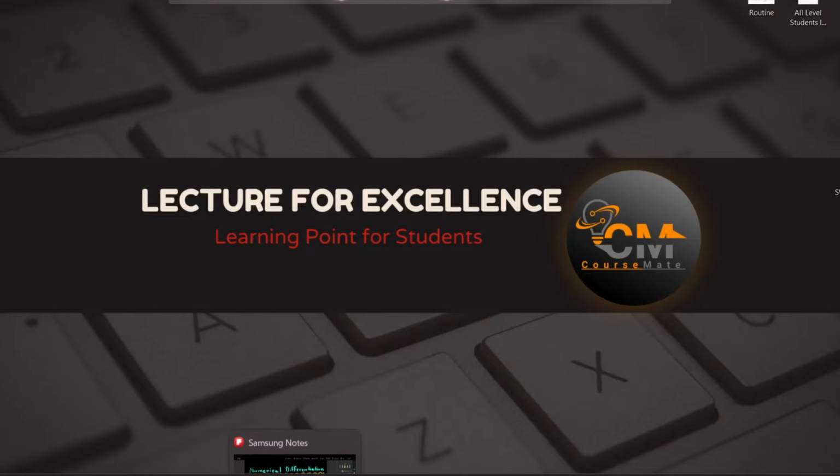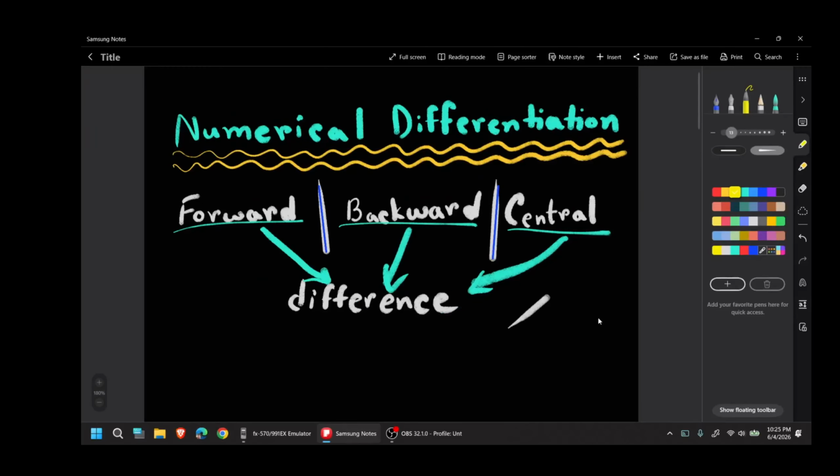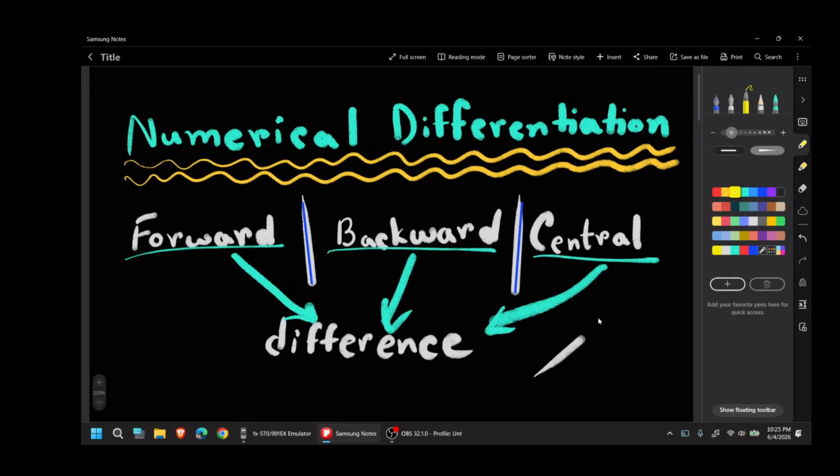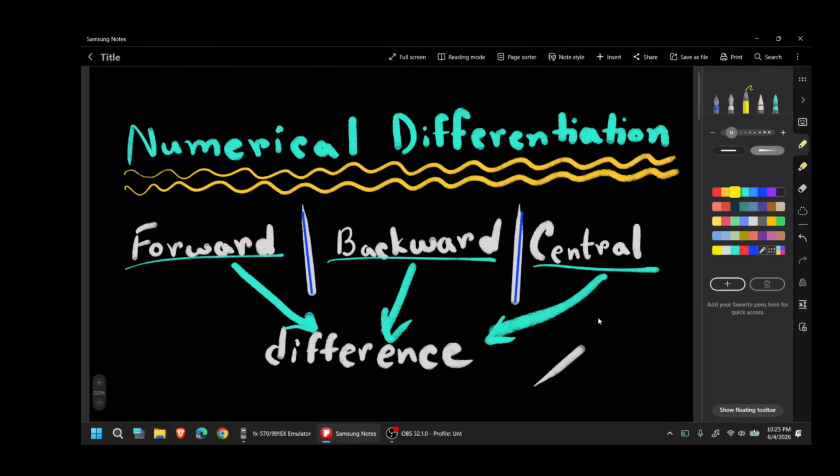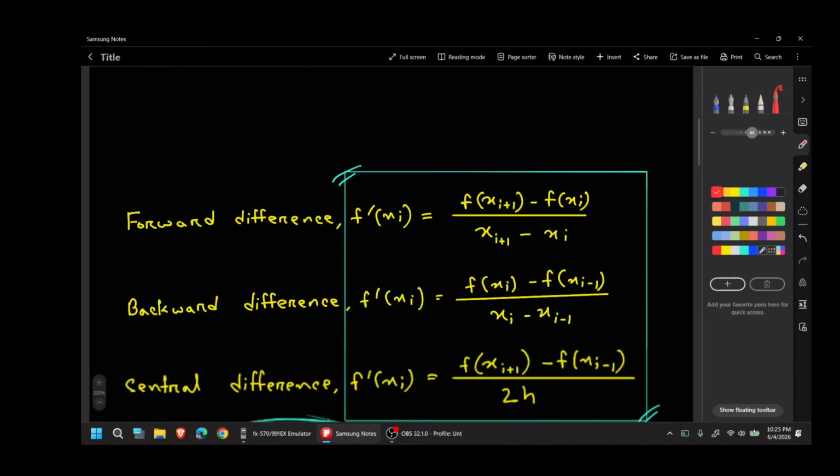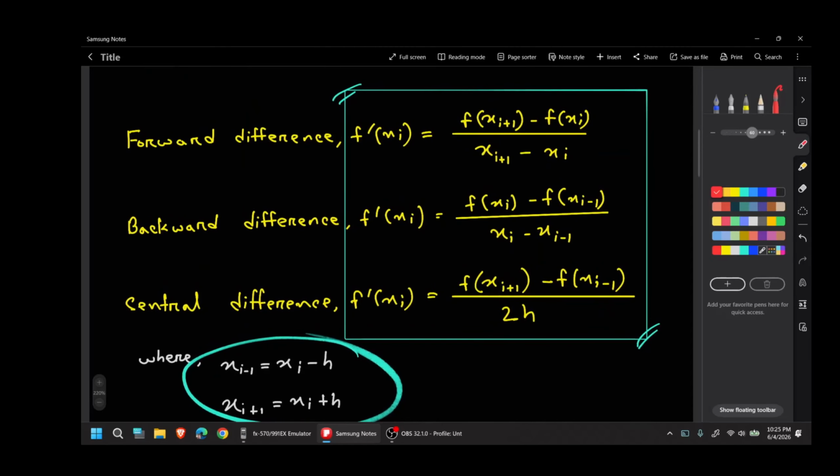Another tutorial. In this tutorial will be interesting because we will learn about numerical differentiation. There are three types here: forward, backward, and central. At first we have to remember those three formulas for the forward, backward, and central. Here you go, the three formulas you have to remember.